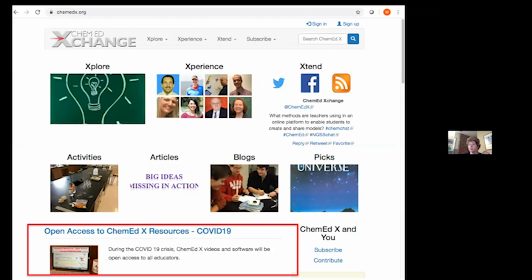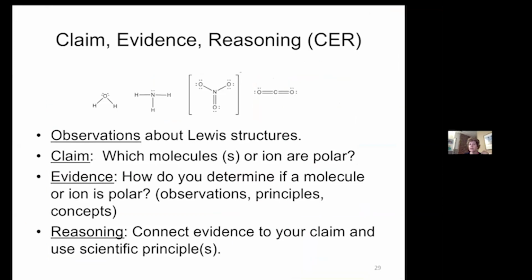I'm going to start with something on purpose that is not about lab, but it's really sort of simple so I can talk my way through it. So say, for example, in your classroom, you have a sheet of paper, you've got these 4 Lewis structures on it, and you ask students to make observations about these Lewis structures. You know, what do they notice? What can they figure out from them?